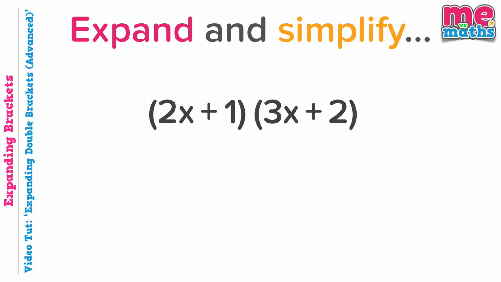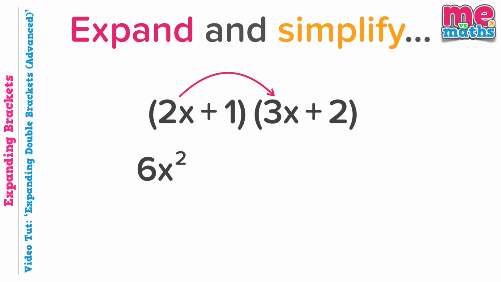Our technique will be no different to that we've used in those previous tutorials. Branches to help us multiply, and after we've completed our expansion we'll simplify our answer. Beginning then with 2x times 3x. 2 times 3 is 6, and x times x is x squared, so 6x squared.